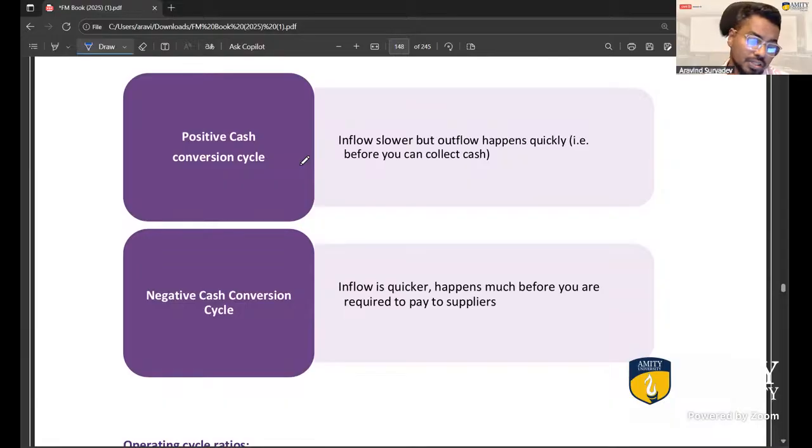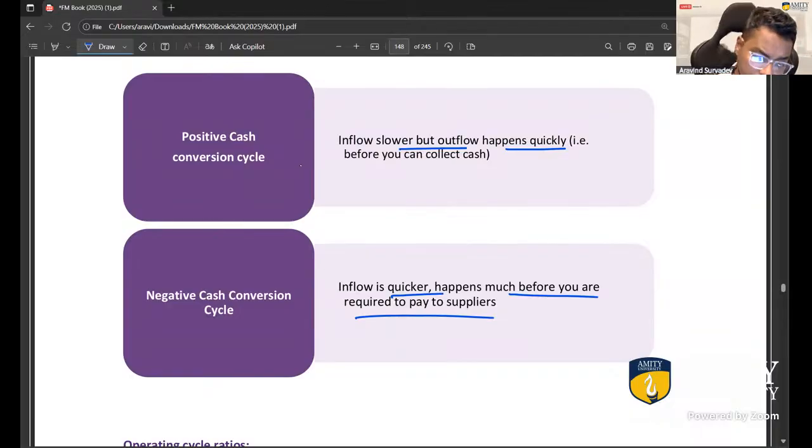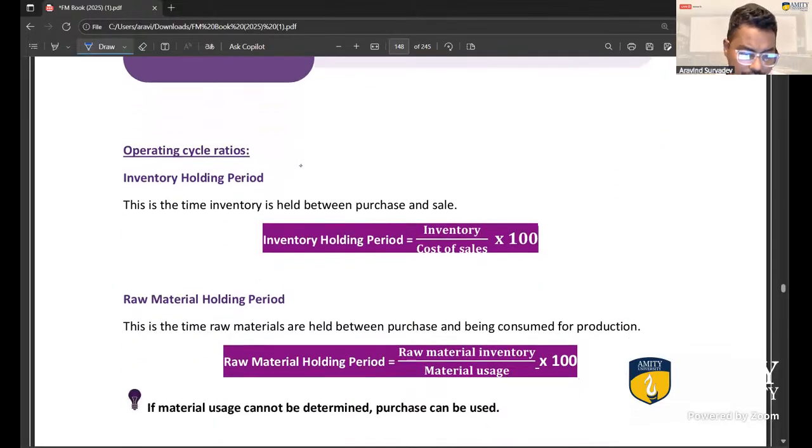So here's the positive cash conversion cycle and the negative cash conversion cycle. In the positive one, the inflow is slower but the outflow happens quickly, that is, before you collect cash. The negative cash conversion cycle, the inflow is quicker and happens before you are required to pay suppliers. You get the money, or there are no receivables as compared to payables. That's the idea. Now, operating cycle ratios.